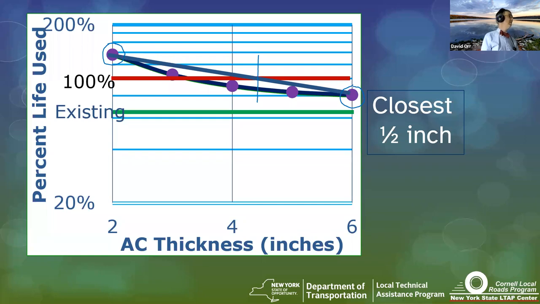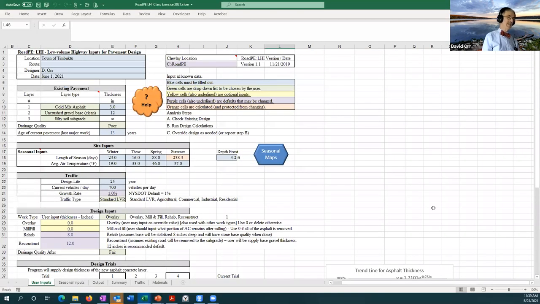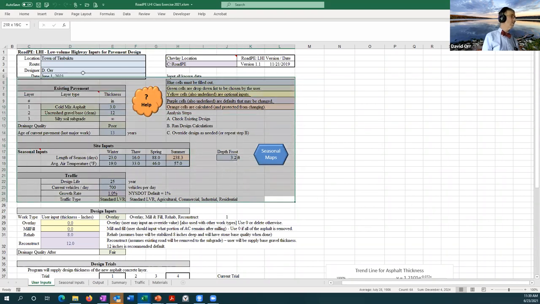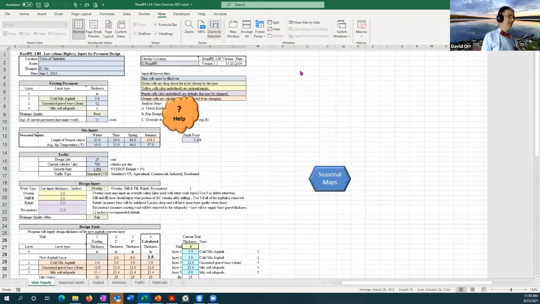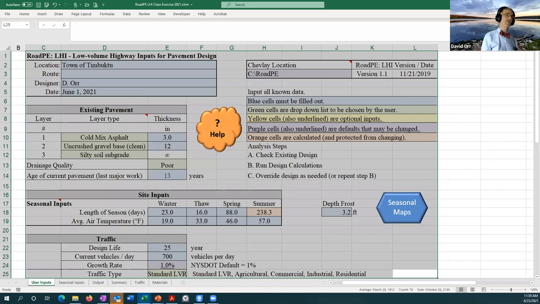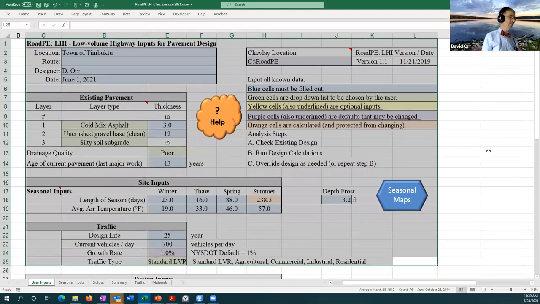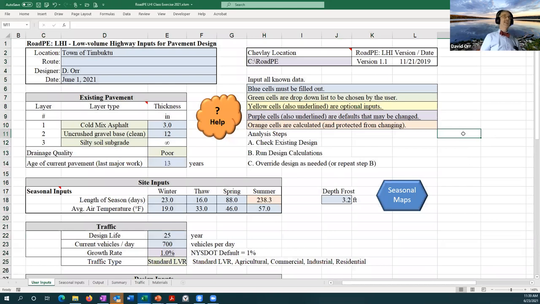There it is. So we're going to do an example, and I'm actually going to blow this up just a little bit. View, zoom into selection. There we go. Should be big enough now for you to be able to see it. Okay. So essentially, the spreadsheet, you can download it, has an engine behind it that does the calculations. You do need to have that engine installed. So there's a self-installing zip file that you'll download.